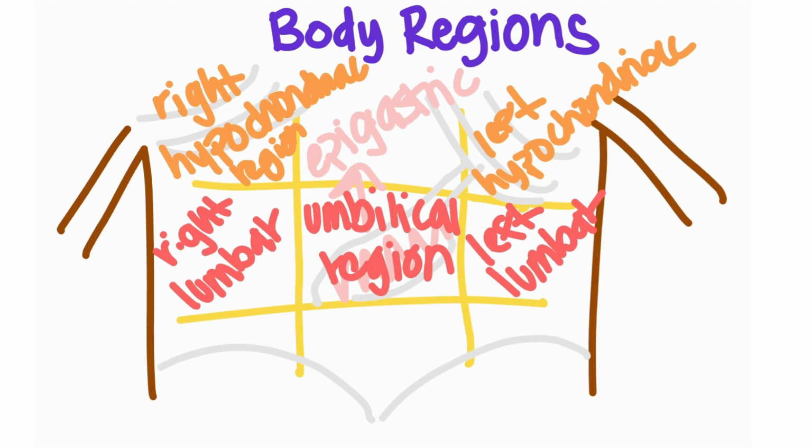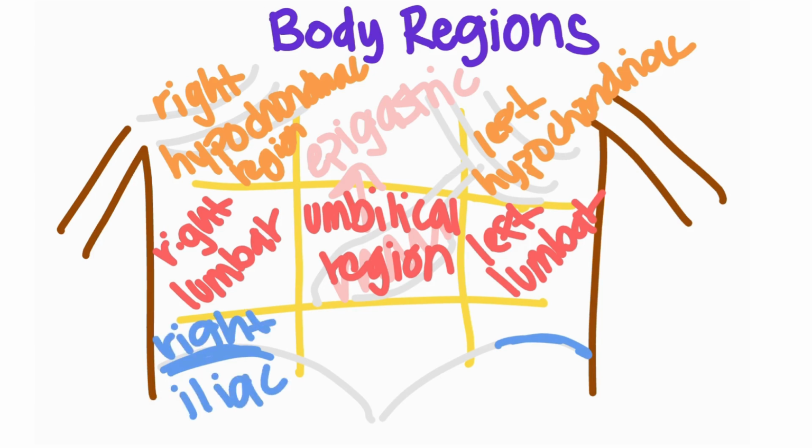region. And then below the lumbar regions you're going to find the iliac regions, and that is really easy to remember because the ilium is the bone right here, so the iliac regions would be where the bone is. So you can say right iliac, and then left iliac region.